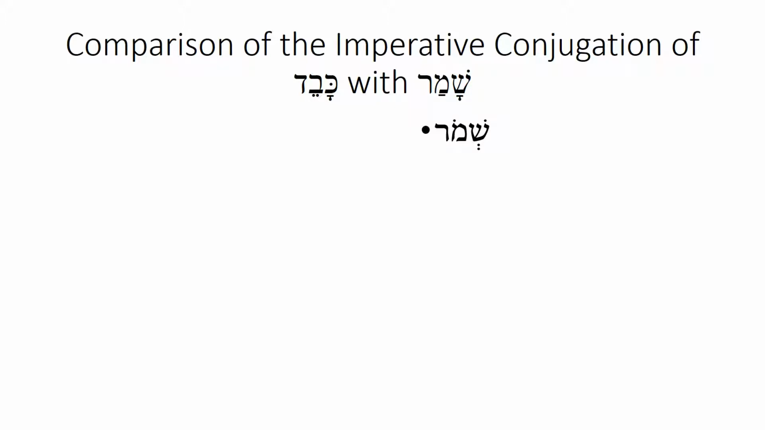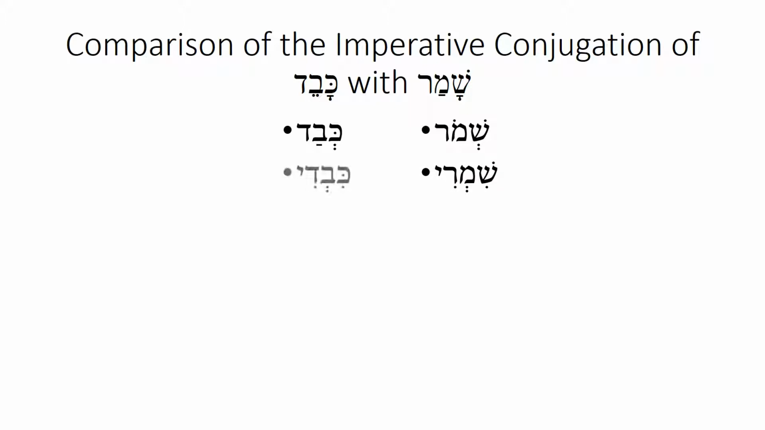Our very familiar second person masculine singular imperative, shemor, in the E-class vowel goes to kevad. And again, you see, we might expect kevod, but because this is an E-class stative verb, the expected O class goes to an A class. It's kavad.